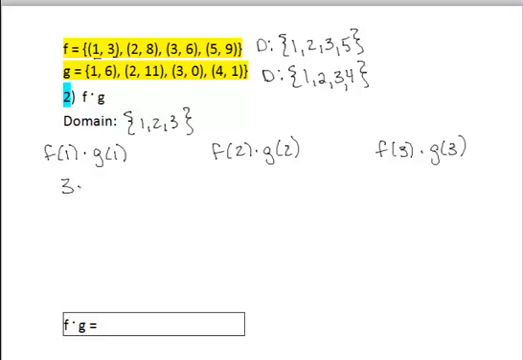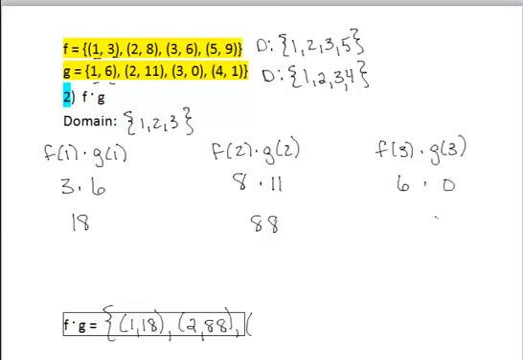f of 1 is 3, g of 1 is 6. 3 times 6 is 18. So you put in a 1, and you get out an 18. f of 2 is 8, g of 2 is 11, 8 times 11 is 88. So you put in a 2 and you get out an 88. f of 3 is 6, g of 3 is 0, 6 times 0 is 0. So you put in a 3 and you get out a 0. So this is the product of f and g evaluated at those points.